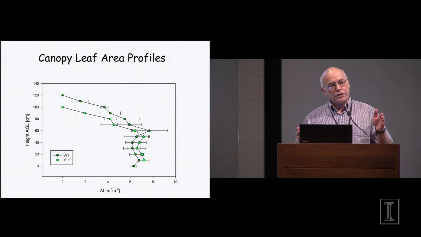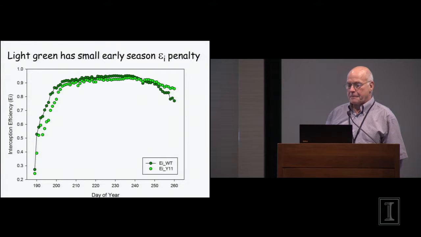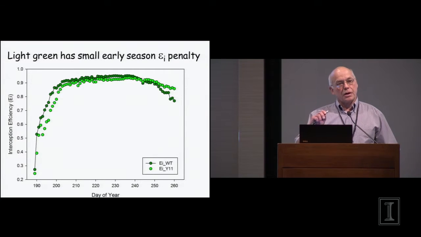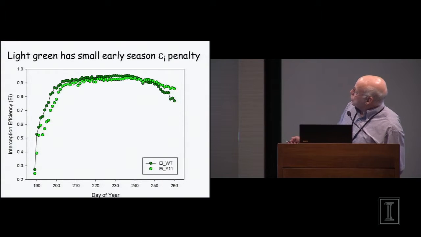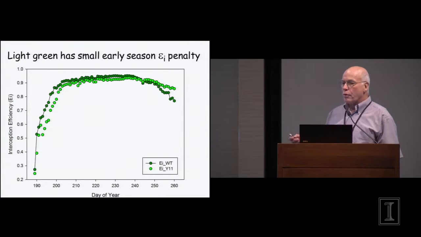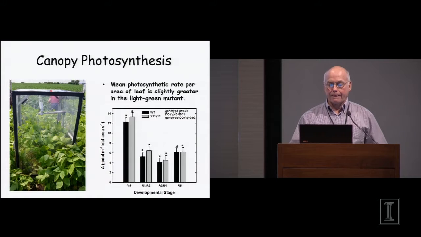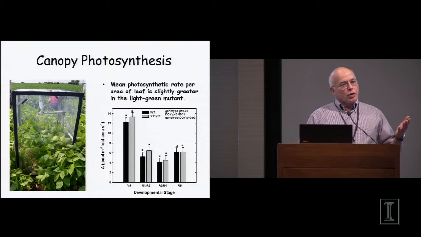And we think that the reason that it's shorter is that more light is getting into the canopy, and they have shorter internodes. This compares EI between the two, and what you can see is that there is a small penalty for being light green early in the season before you've gotten to that LAI of 2 or 2.5. But overall, the total absorption across the season is only about 5% lower in the light green than it is in the dark green. And so what about photosynthesis?